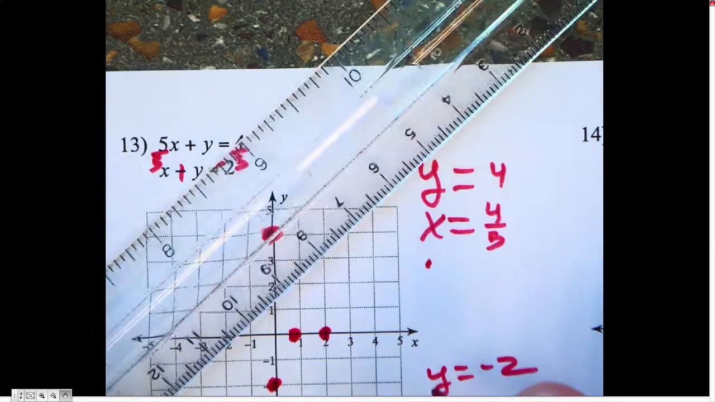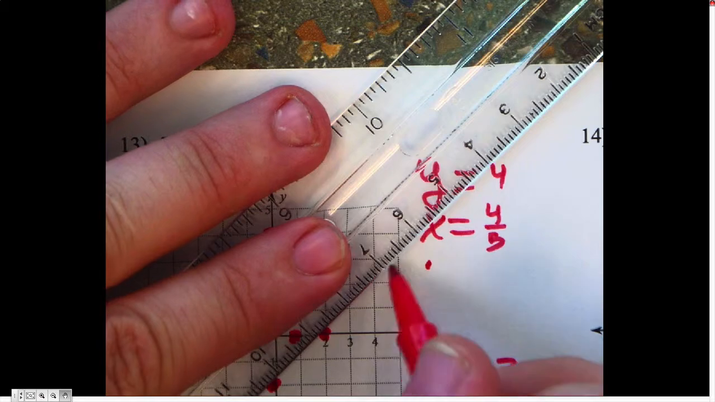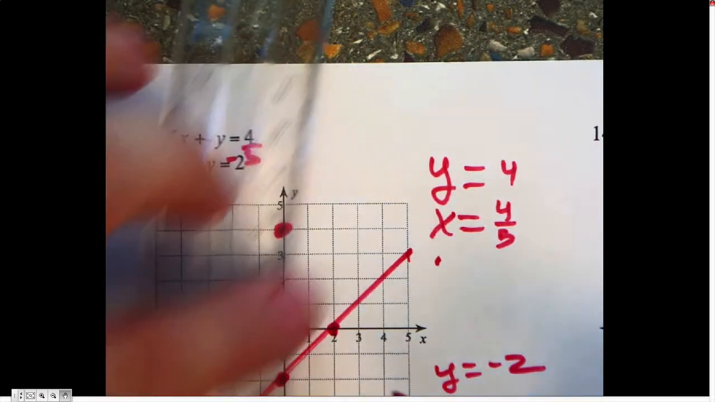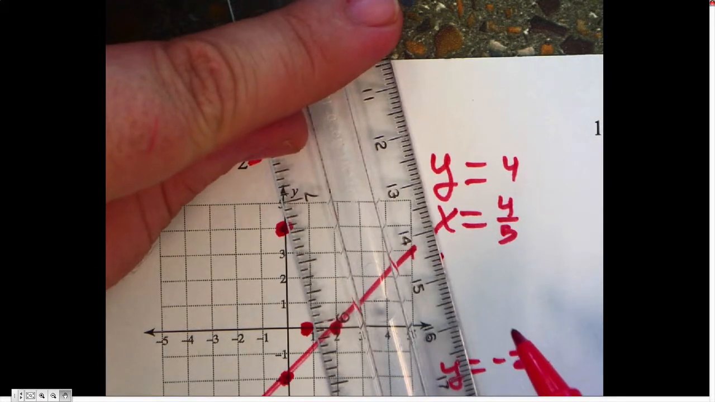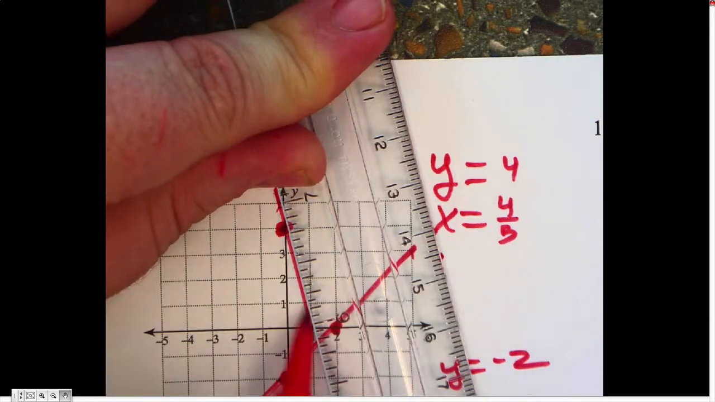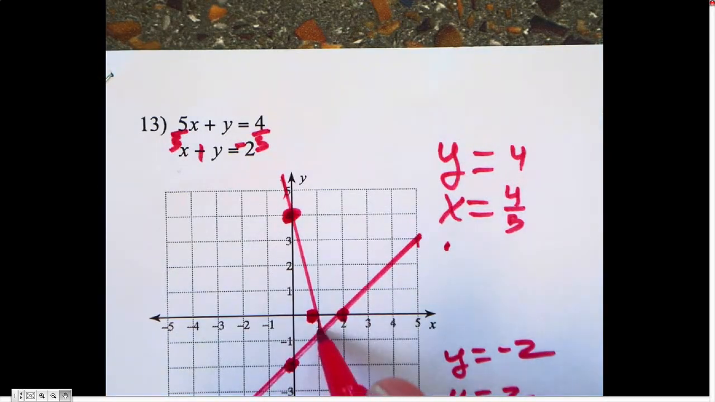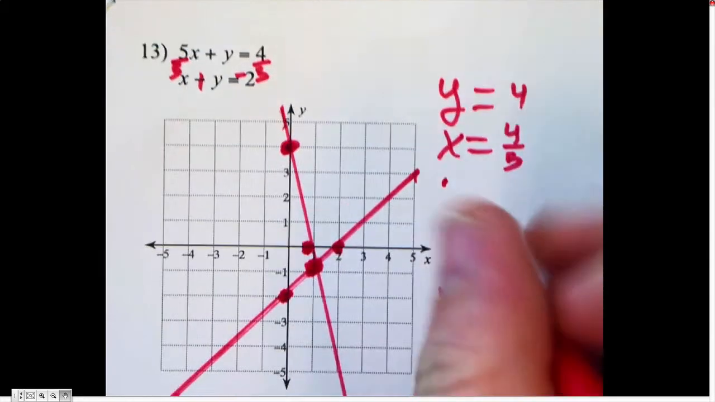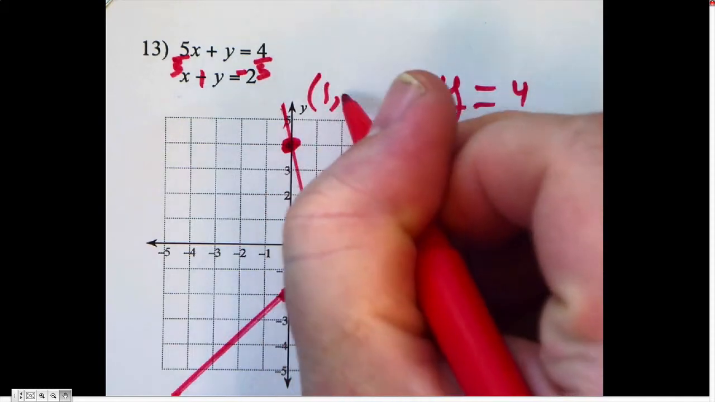And we have some lines. So if we draw this line, and then we draw this other line, we see that they come together right here, which is at about 1, negative 1. So that's the answer, 1 comma negative 1.